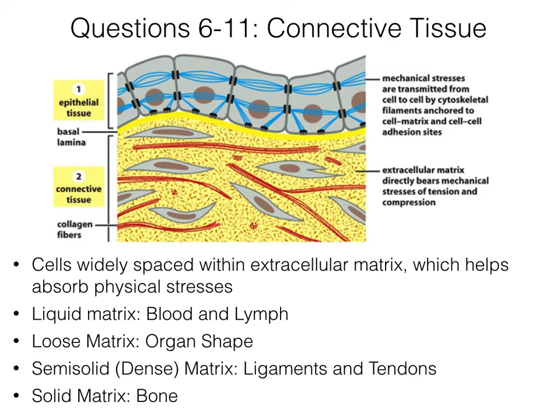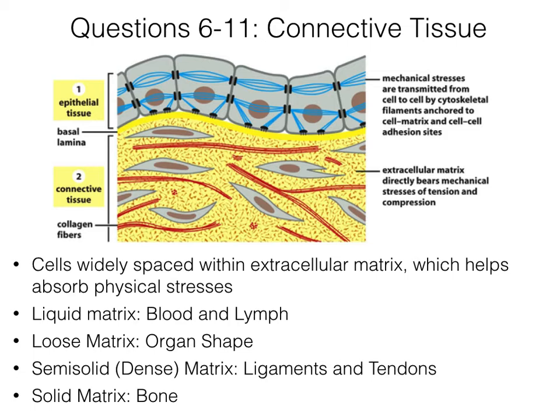All right, the next kind of tissue we're going to talk about is connective tissue. The trademark of connective tissue is that the living cells within it are widely spaced, and they're surrounded by some kind of matrix. Generally that matrix is going to help absorb physical stresses of some type. The matrix can be largely liquid, as in blood and lymph. Lymph is just kind of the extracellular fluid throughout your body.